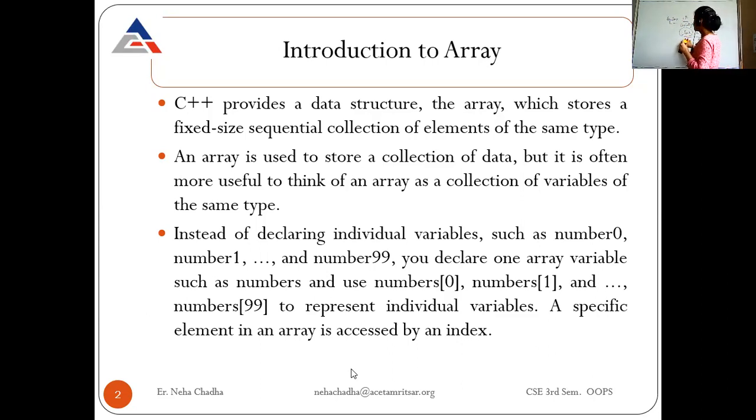That means we are clear with which data types we can use here: int, float, double. Other than the char data type, we can use any data type. If we use char, then it will become a string instead of an array.